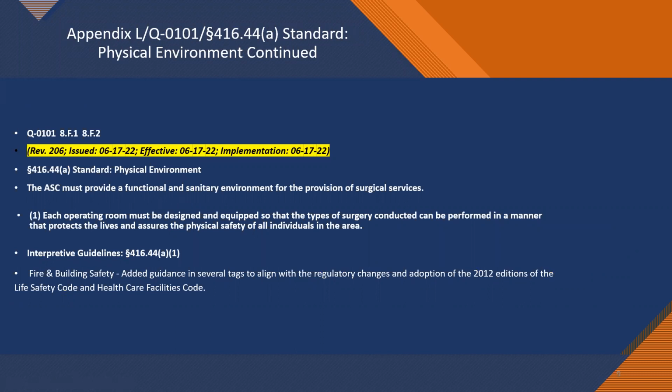This Appendix L is a little confusing because I'm going down it the same as it does, and this now puts in the physical environment continued, which is 416.44, which puts it after. The ASC must provide a functional and sanitary environment for the provision of surgical services, and each operating room must be designed and equipped so that the type of surgery conducted can be performed in a manner that protects the lives and assures the physical safety of all individuals in the area. The interpretive guidelines are that the fire and building safety must align with the regulatory changes and adoption of the 2012 edition of the Life Safety Code and the Healthcare Facilities Code. Next slide.